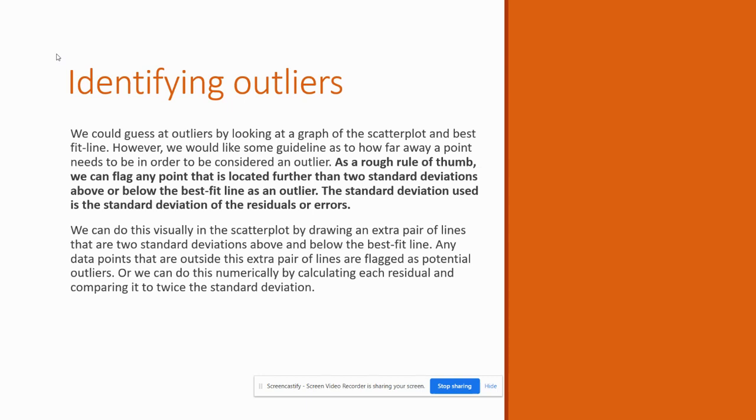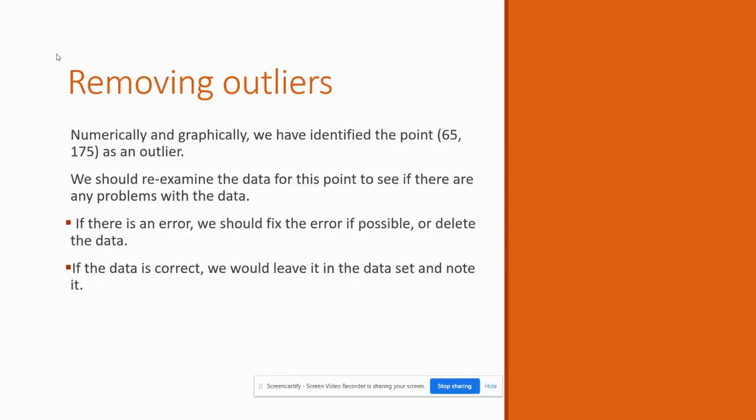Well, there are some guidelines. As a rule of thumb, we can flag any point that is located further than 2 standard deviations above or below the line of best fit. The standard deviation is the standard deviation of the residuals or errors. If you go back to the normal distribution, remember we talked about 95% of the data falling between 2 standard deviations above and below the mean. So here you're looking for that 5% that's lying out there. You can do this visually with a scatter plot, but the great thing is Minitab does it for us.